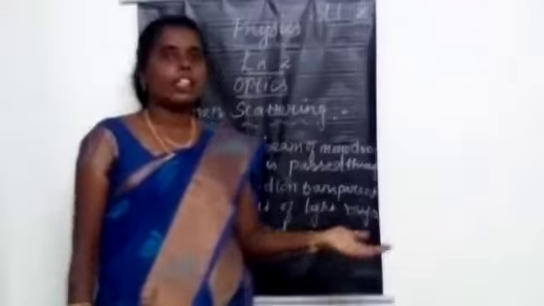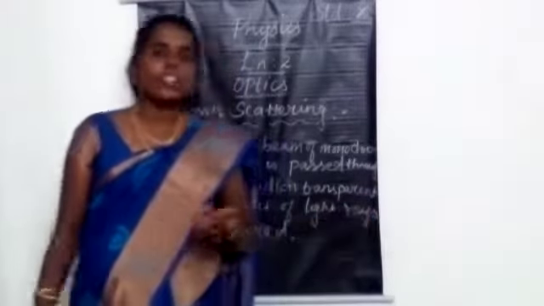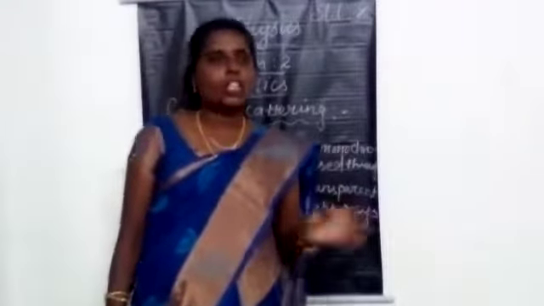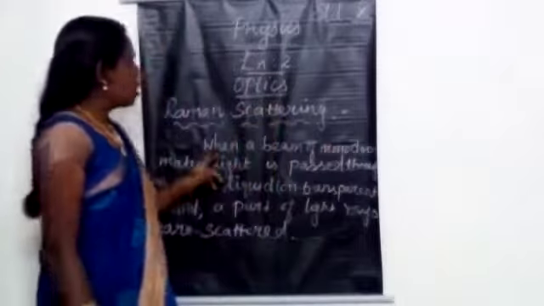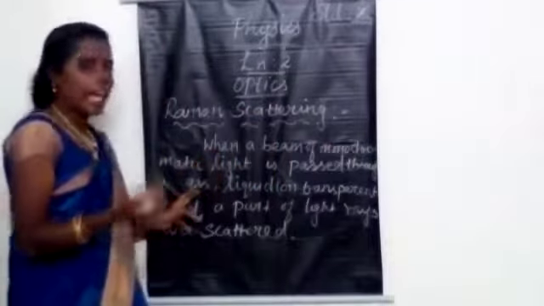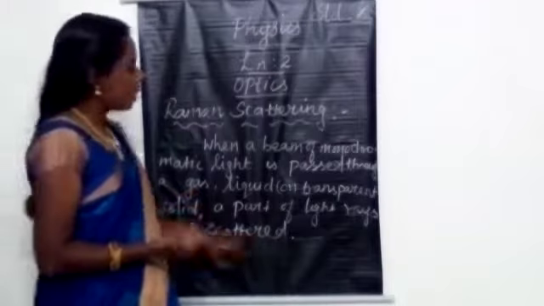Next one we are going to learn Raman scattering. In the year 1928, C.V. Raman discovered this type of scattering that is called the Raman scattering. What he observed is that when a beam of monochromatic light is passed through a gas, liquid or transparent solid, the path of light rays are scattered.